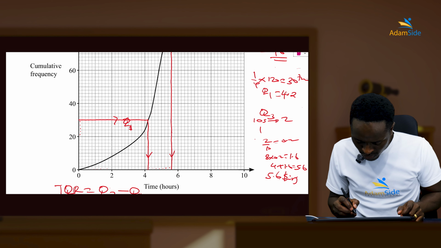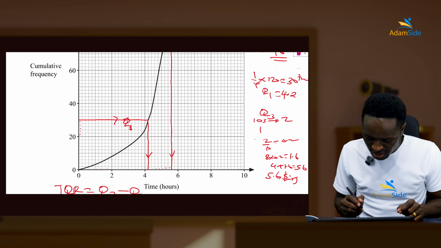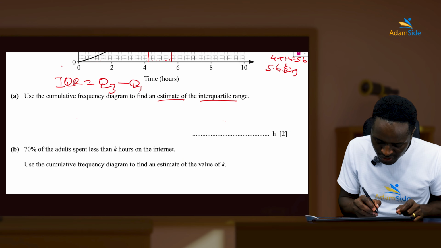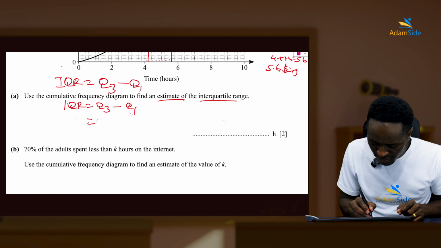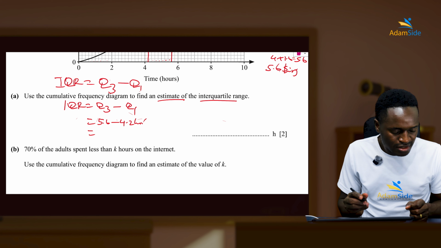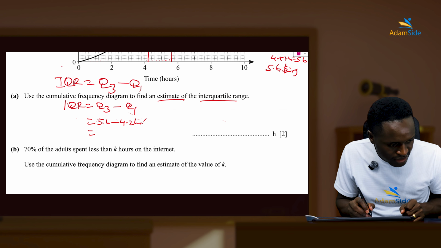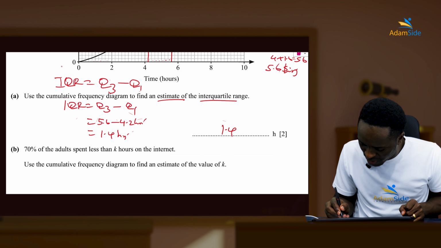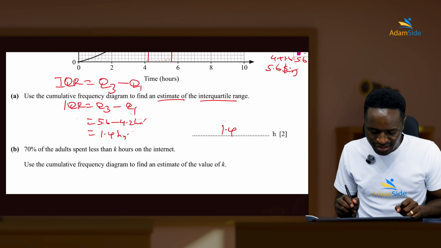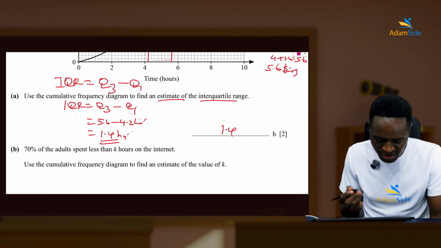Therefore, we go to the question, interquartile range, the difference. So the interquartile range is equal to the difference between Q3 and Q1. Our Q3 from the estimate is 5.6 hours minus 4.2 hours. What do we get? 5.6 minus 4.2, you get 1.4 hours. That's the correct answer. So you just use an estimate and you get your answer.